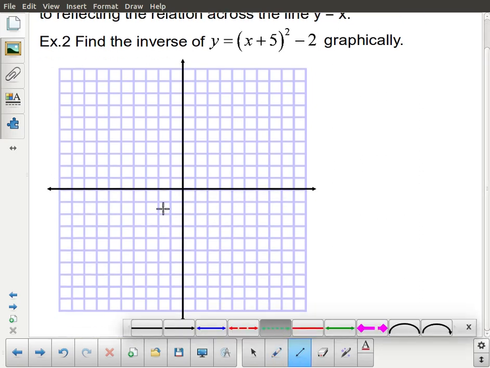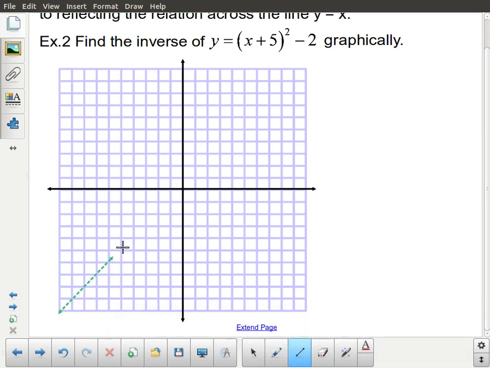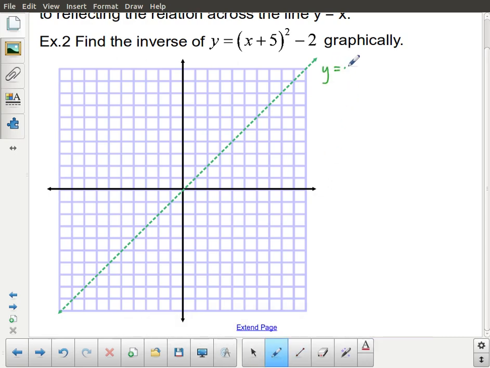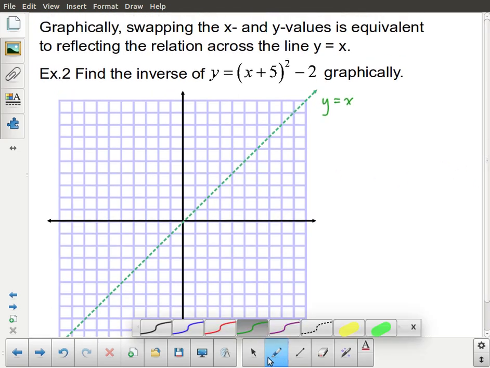The line y equals x is a line that goes through 0, 0 and has a slope of 1. So there is the line, I'll label that. There is the line y equals x, and I put this in with a dashed line because it's not part of the graph. It's just something I'm putting on there as a reference. Now let's go ahead and actually graph this quadratic function.